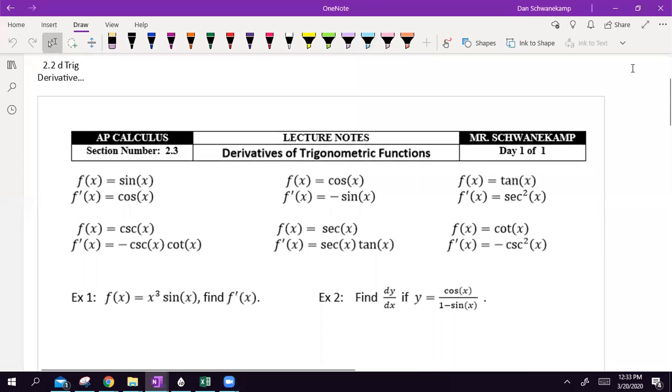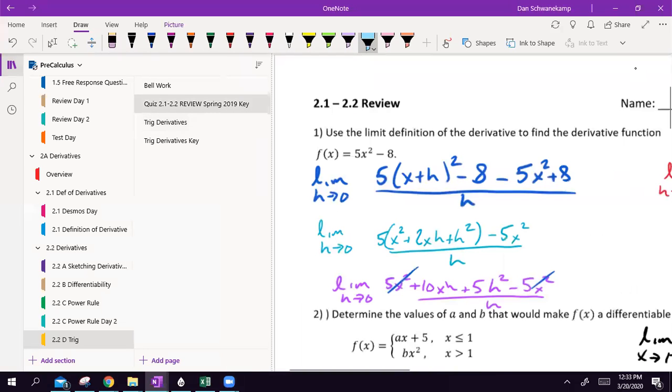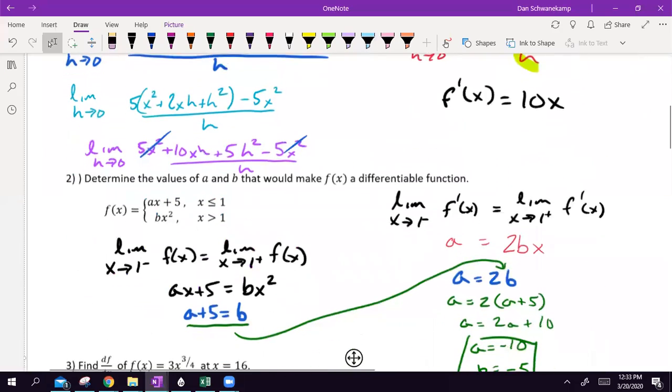All right. So I did not. Would you like me to go back? I will gladly go over number 2. Here is number 2.